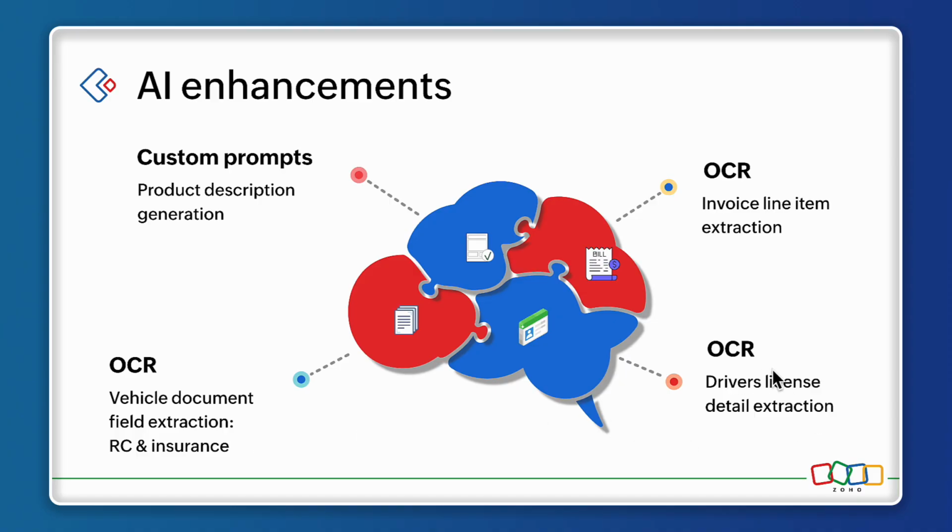Then we have another example, which is OCR for the driver license detail extraction. The drivers can be internal drivers or contract drivers, right? So whenever a new driver is onboarding, you need to have their information like the license, all that information, right? Again, with the help of OCR, if you have the driver license as an image, you can easily upload it, and the rest of the information will be automatically fetched and shown in the respective fields, right? So these are all the different AI features that we have brought inside the logistic management application.